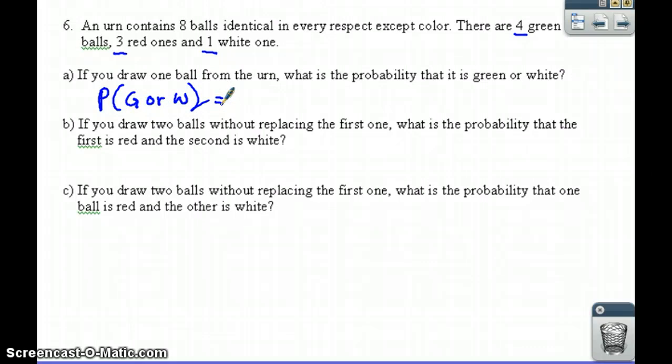Well, the probability that it's green, well, there are 4 green out of a total of 8. So 4 out of 8 times we pick a green ball. Okay, the probability that it's white, well, there's only 1 white one. So 1 out of 8 times it's white. This is an or problem. Or means we add. So 5/8 of the time it's either green or white.